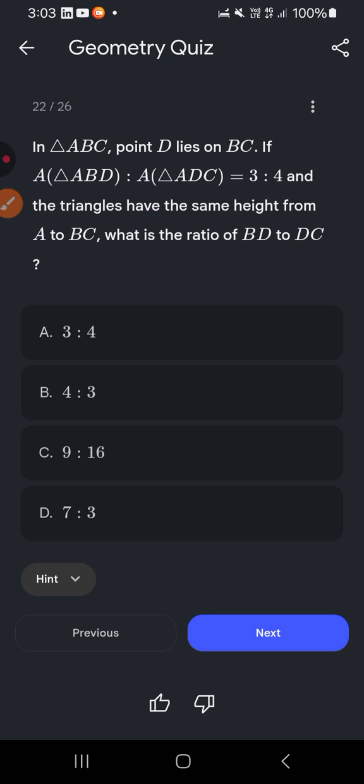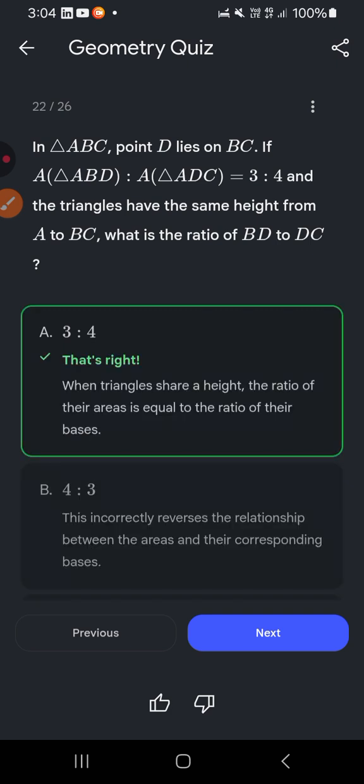In triangle ABC, point D lies on BC. If area of triangle ABD to area of triangle ADC is equal to 3 is to 4, and the triangles have the same height from A to BC, what is the ratio of BD to DC? Correct answer is A. 3 is to 4. Because when triangles share a height, the ratio of their areas is equal to the ratio of their bases.